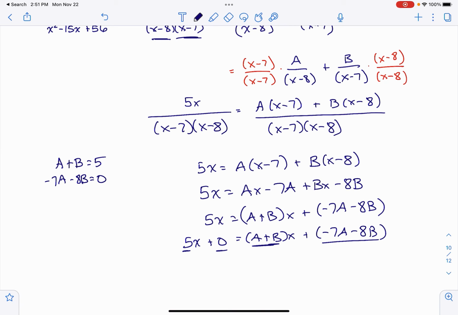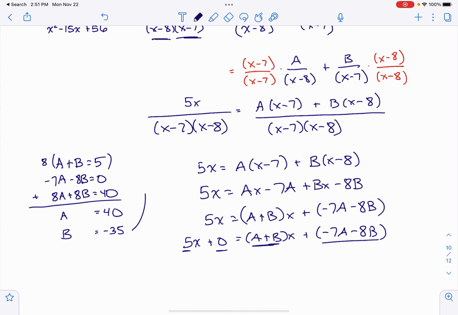Now we have a system of equations. You can use whatever method of solving a system of equations that you like. I prefer elimination, so I'm going to multiply the top one here by 8, and this becomes 8A plus 8B equals 40. And I'm going to add them together, and I get A equals 40. Likewise, B must equal negative 35. Got that by subbing it into the first equation.